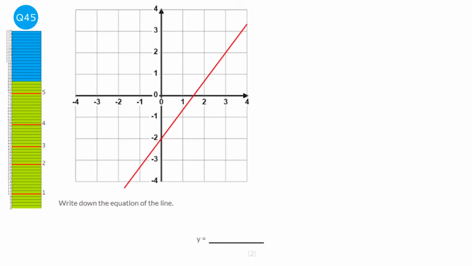We can write the equations of all linear graphs as y equals mx plus c, with m being the gradient and c being the y-intercept. The easiest thing to find is the y-intercept, because it's just where the line crosses the y-axis, so that's going to be minus 2. We're going to use that point, so the point we've just drawn on, and we're going to have to find another point to find the gradient.